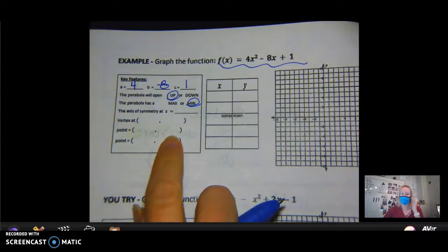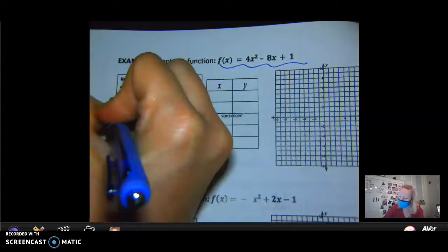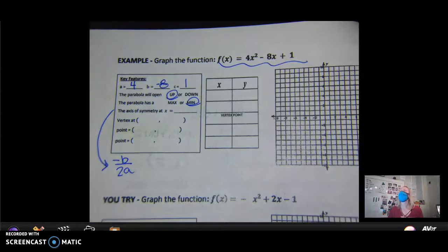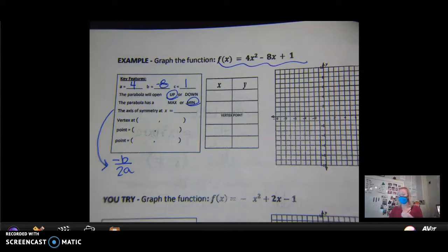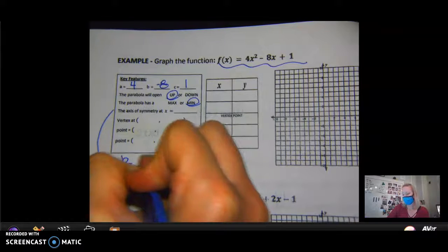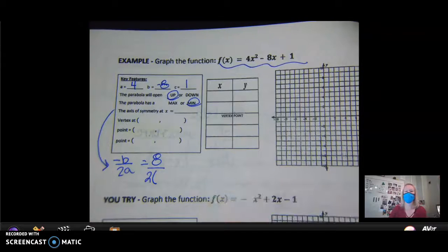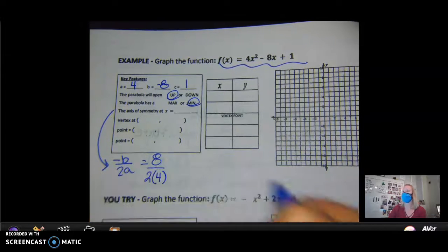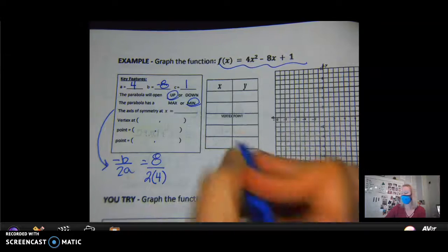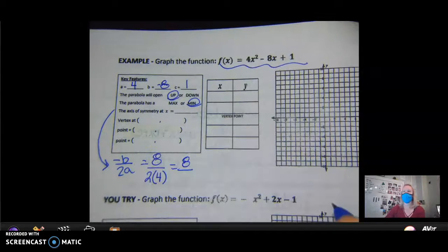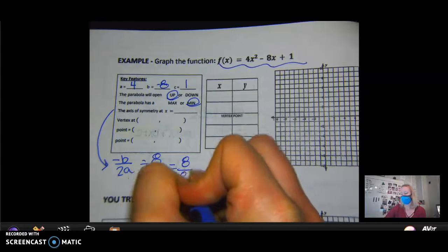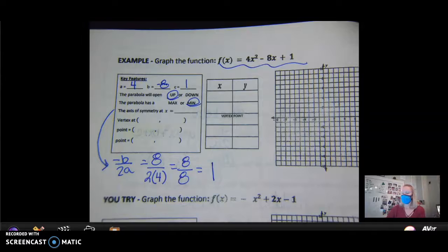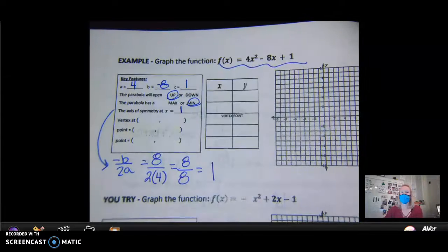Axis of symmetry is equal to x equals. We have to do the negative b over 2a to find that, right? Remember, negative b means opposite b also. So what is opposite b? 8, good. Over 2 times how much? I heard someone say 4 because a is my 4, right? A is 4. So that's really 8 divided by, what's 2 times 4? What's 8 divided by 8? 1. So the axis of symmetry is equal to x equals 1.